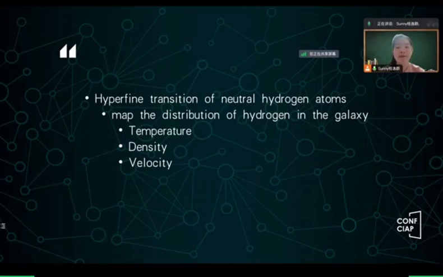And the next one is the hyperfine transition of neutral hydrogen atoms, which is a way to map the distribution of hydrogen in the galaxies in terms of temperature, density, velocity, and so on. Researching this is very important because we all know that the distribution of hydrogen in the galaxy is very large.